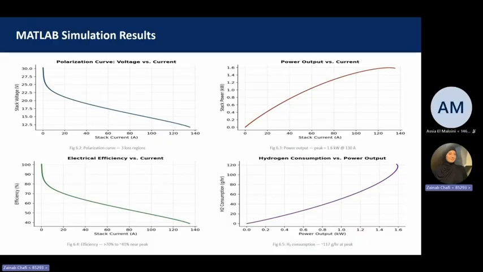The efficiency starts above 70% at low loads and gradually decreases to around 41% at maximum load. Finally, the hydrogen consumption increases as the current increases, because more hydrogen is required to produce higher electrical power. Overall, these results agree with the expected behavior of PEM fuel cells.